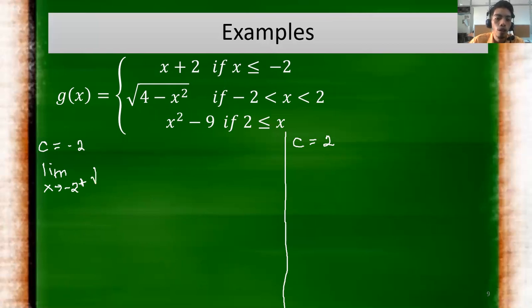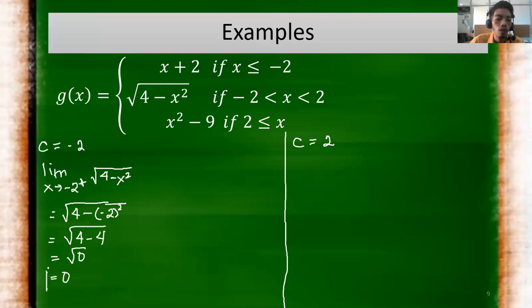So, we have square root of 4 minus x squared. Okay? And after that, you are going to substitute negative 2 by x. So, you have square root of 4 minus negative 2 squared. So you'll have square root of 4 minus 4. And this will give you square root of 0, which gives you 0. So the right hand limit is 0.